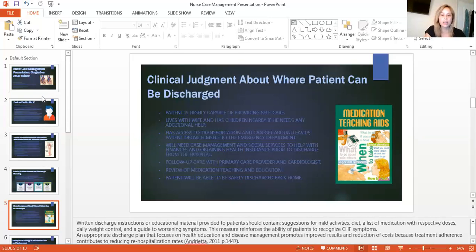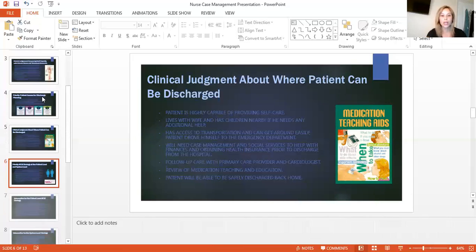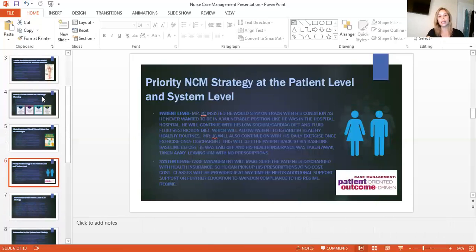He will need a case manager and social services involved to help with finances and obtaining proper health insurance prior to discharge. Follow-up care with his primary care provider and cardiologist is necessary. After a review of medications and teaching, education, the patient will be able to be safely discharged back home as he is high functioning. So next is priority NCM strategy at patient level and system level.